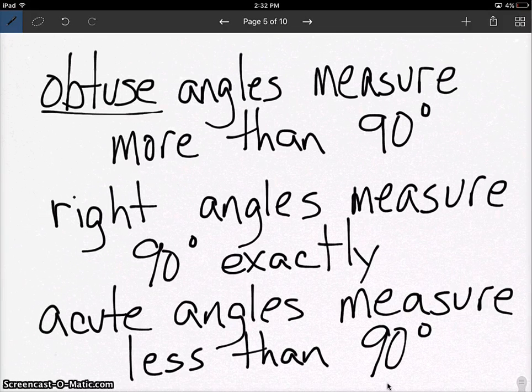Three more definitions. An obtuse angle measures more than 90 degrees. So if it's obtuse, it's going to be bigger than 90 degrees. It's going to be open and wide. A right angle, we just talked about, it's going to measure 90 degrees exactly. And an acute angle is going to measure less than 90 degrees because it's cute.